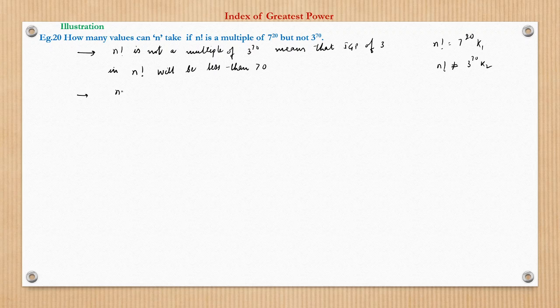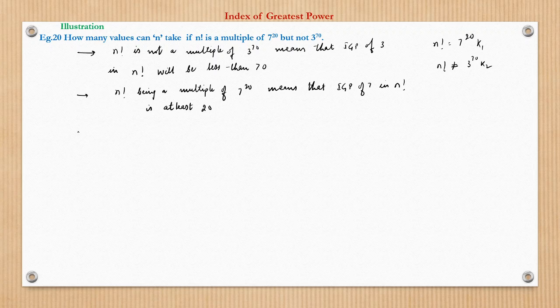So n factorial being a multiple of 7 raised to power 20 means that IGP of 7 in n factorial is at least 20 or even more, right?